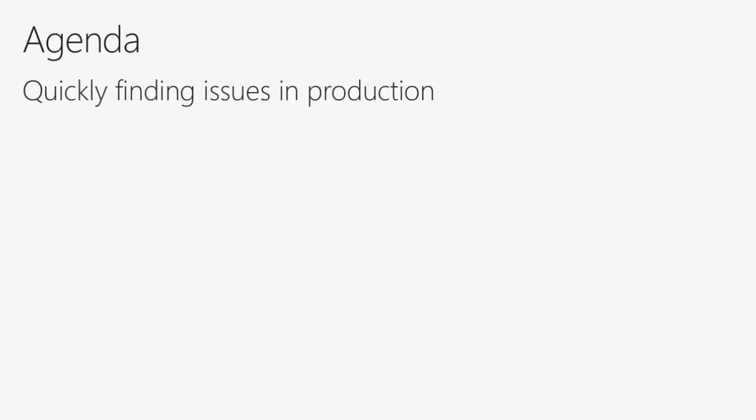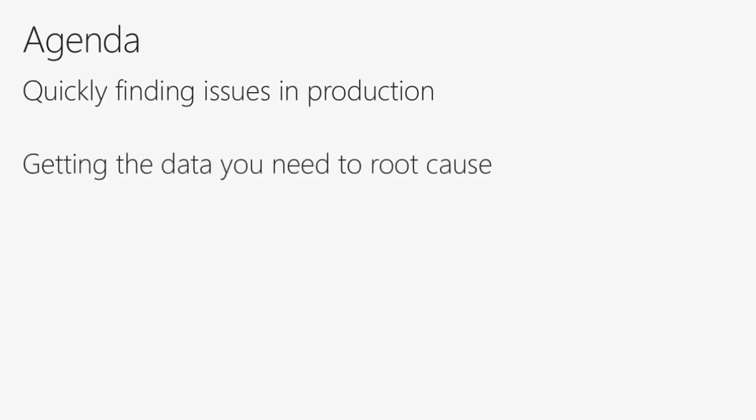So today we're going to go through a few different themes. The first is triaging and quickly being able to pinpoint and find issues that you have in production. And then being able to get the actual data you need to root cause the problem, and that's where we'll be using the Snapshot Debugger to look at the variables and the state of what's in the production environment. And then finally, how you can analyze performance at scale using some of the profiling capabilities.